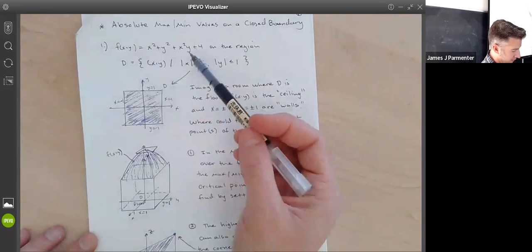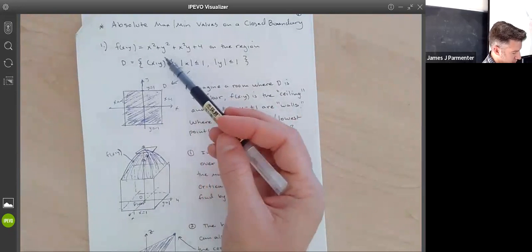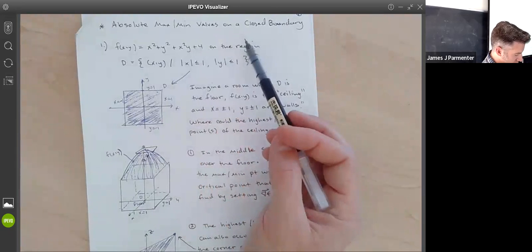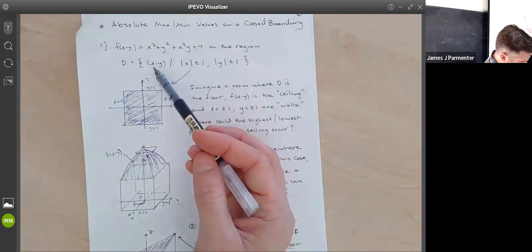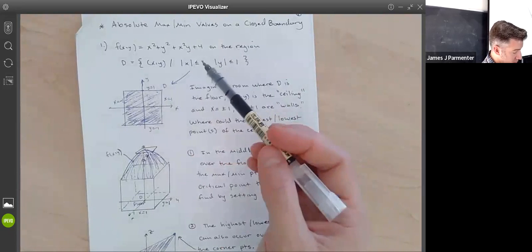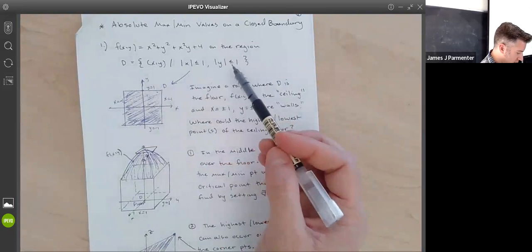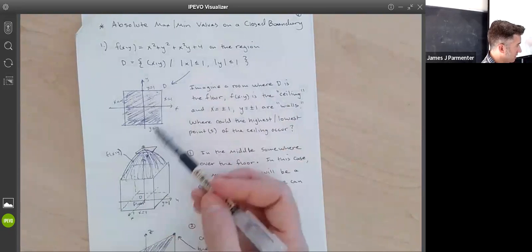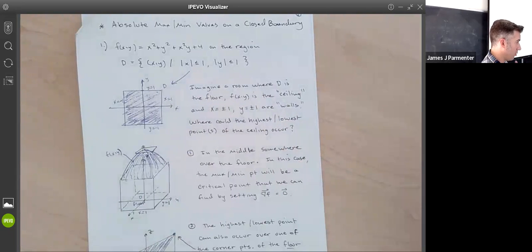This is the function we're going to look at first: the function x squared plus y squared plus x squared y plus 4 on the region, all points x, y, where the absolute value of x is less than or equal to 1, and the absolute value of y is less than or equal to 1. In other words, we're looking at all the points in this square, where x is between -1 and 1, and y is between -1 and 1.